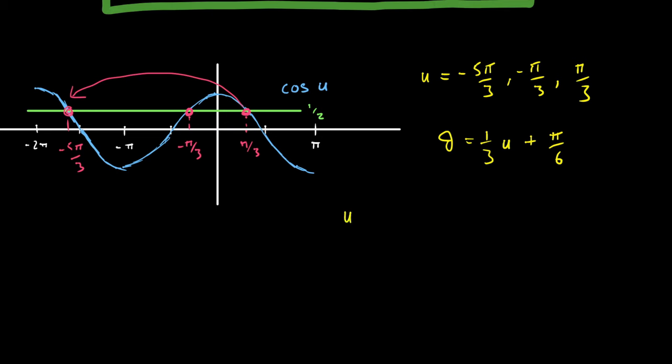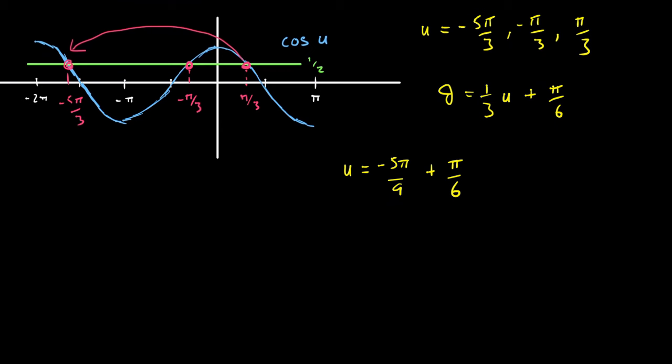So let's do that. If I take negative 5 pi by 3 and divide by 3, I get negative 5 pi upon 9, and I still need to add pi by 6. Then I've got the other value, negative pi by 3. If I divide that by 3, I get negative pi by 9, and I've still got to add pi by 6. And then lastly, if I've got pi by 3 and I divide by 3, that's pi by 9, and I've still got to add pi by 6.